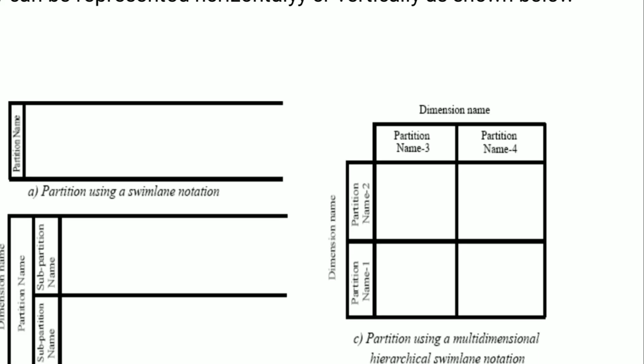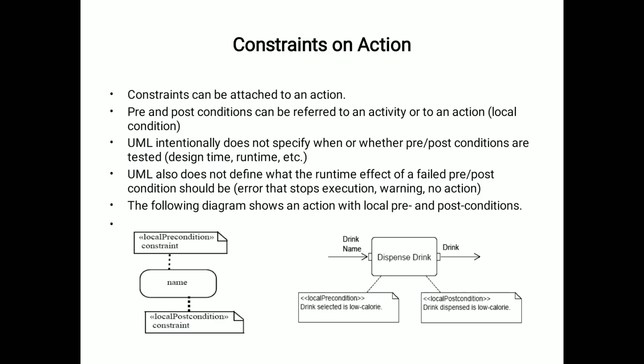Next is your constraint and action. Constraints can be attached to an action. Pre and post conditions can be referred to an activity or to an action. UML intentionally does not specify when or whether pre and post conditions are tested. UML also does not define what the runtime effect of a failed pre or post condition should be.